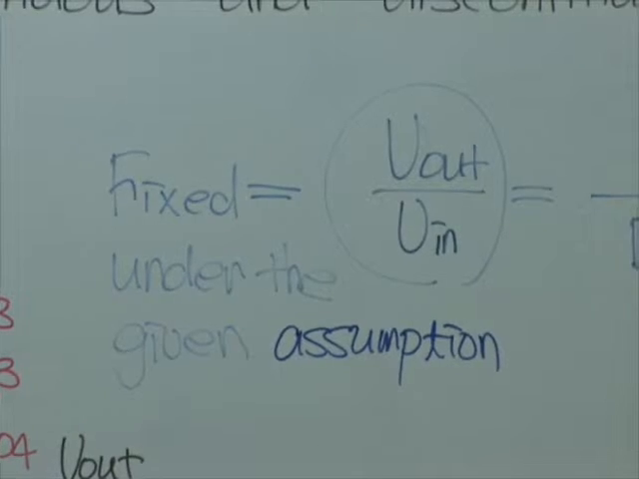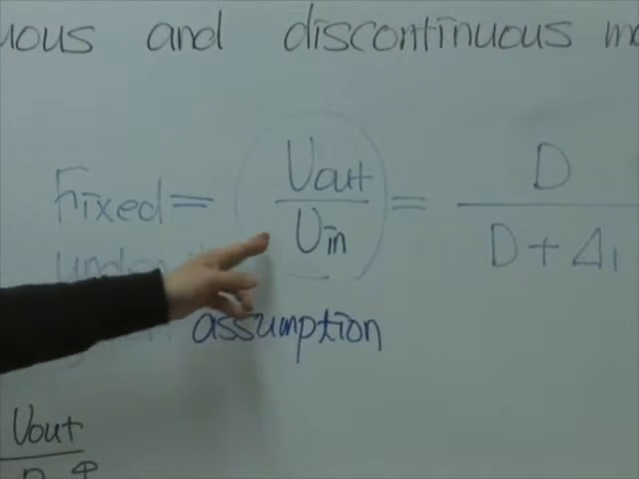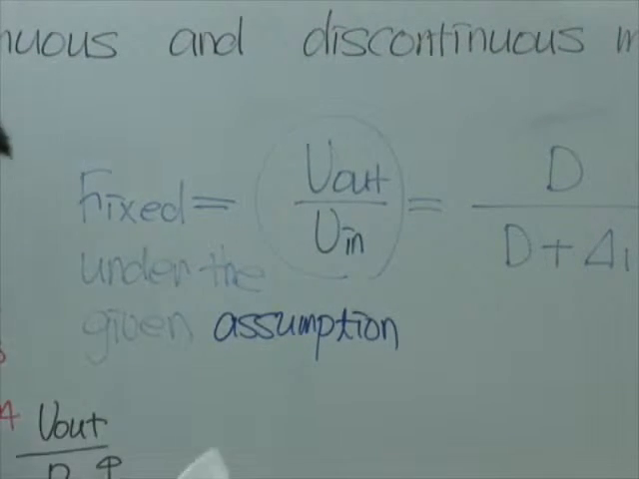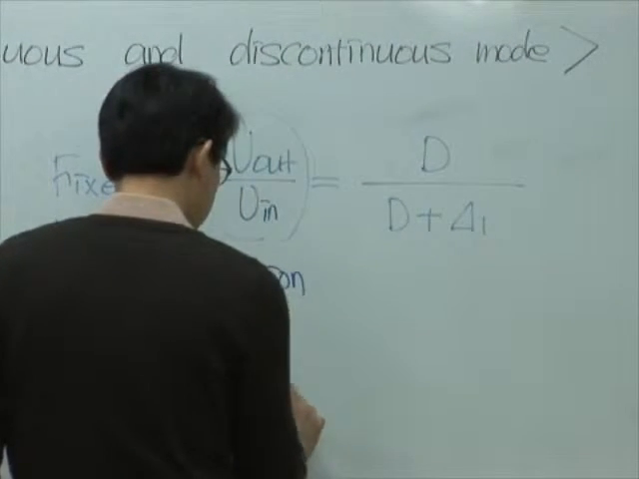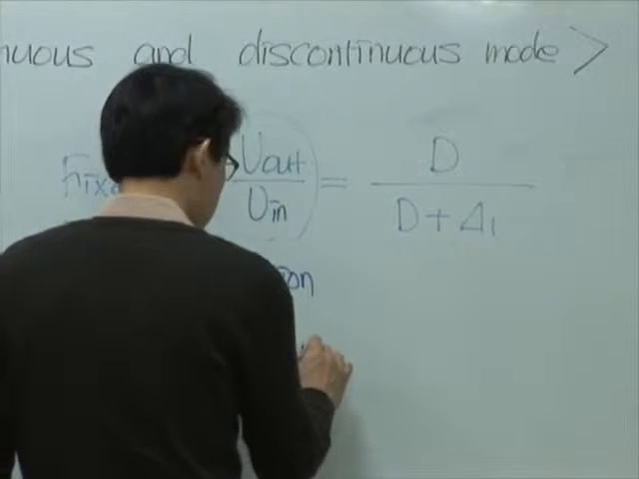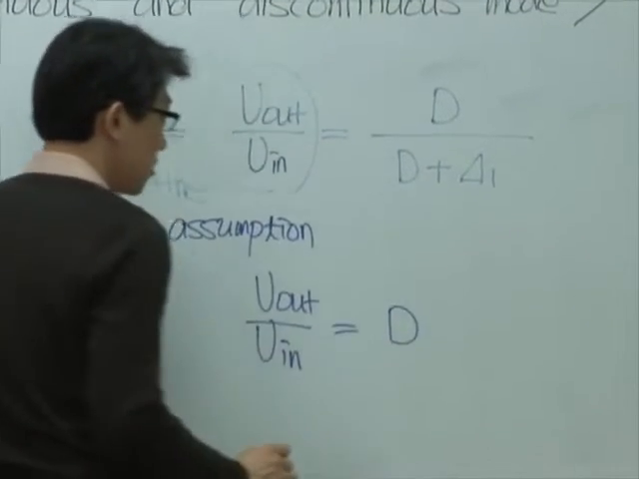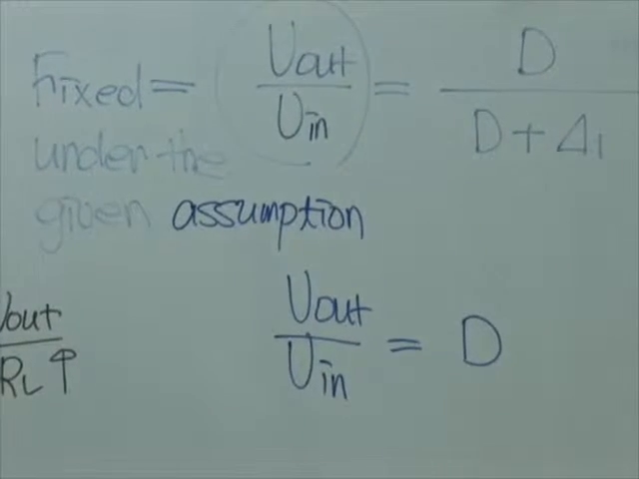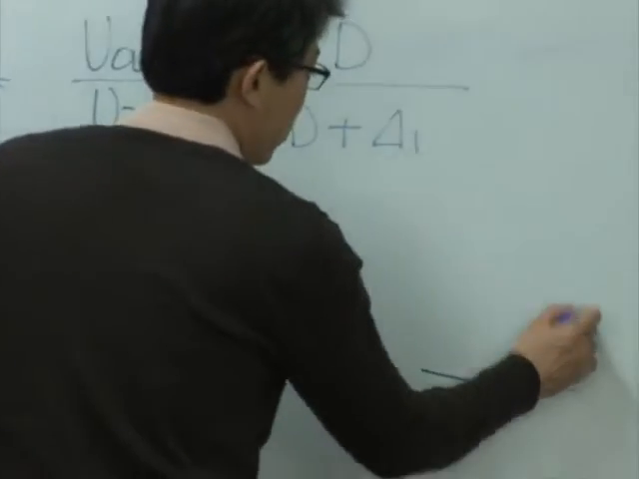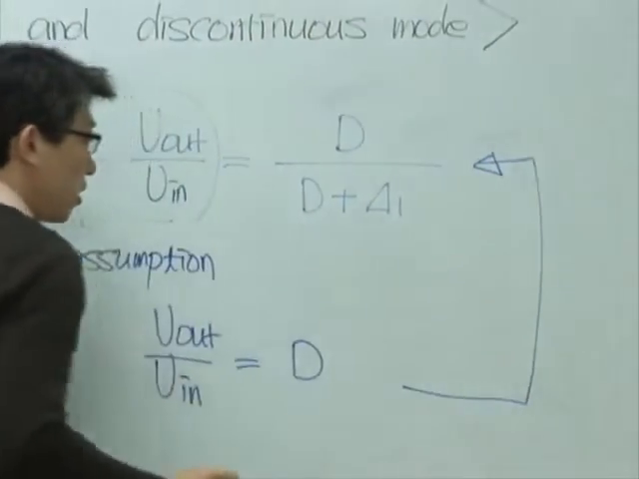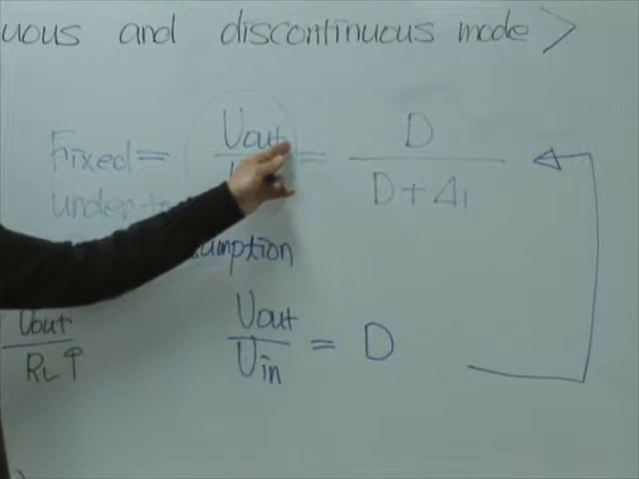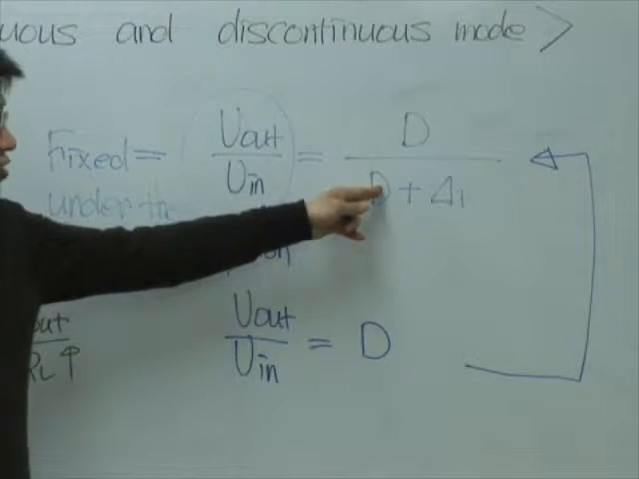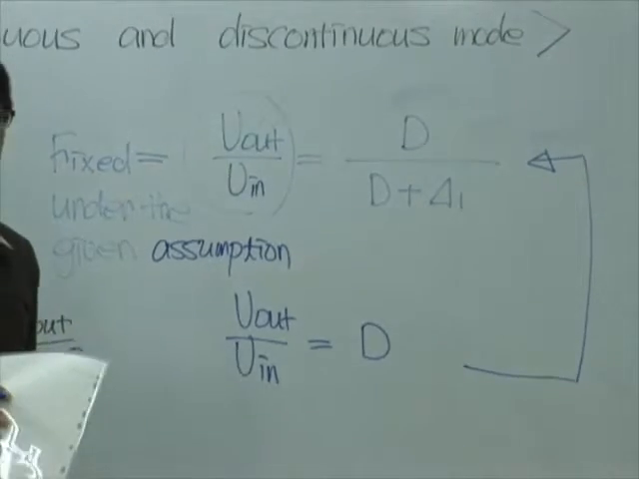So if this is fixed, but during the continuous mode, this was D. Okay. So as we go into discontinuous conduction mode, if we maintain the same duty, then output is increased. So that's why I told you last time the duty should be smaller.